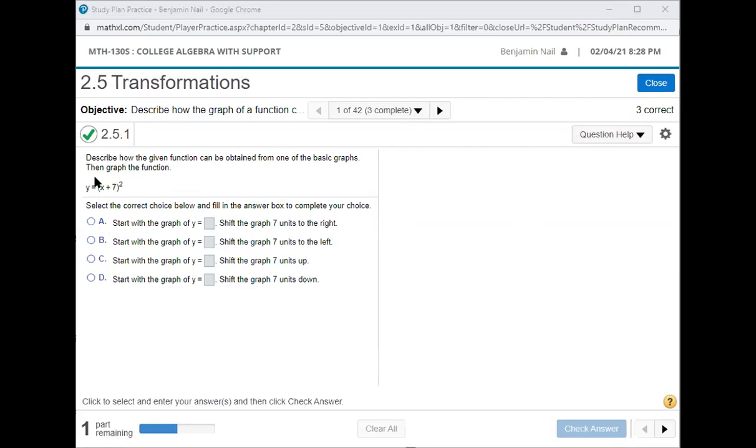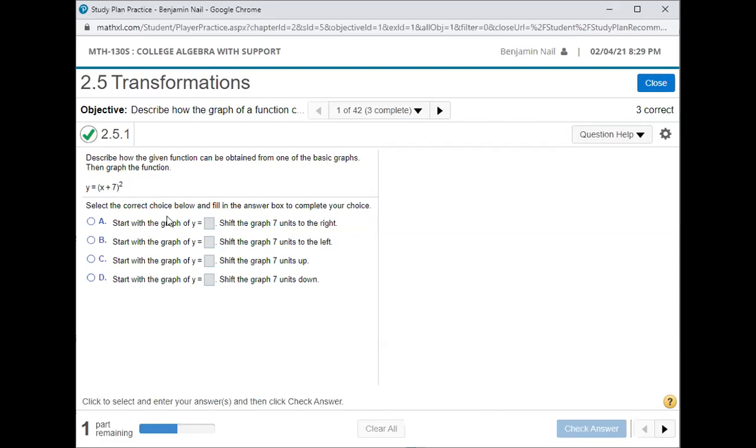So anyway, this is an x squared function. It's going to ask us two questions. First, it's going to ask us to describe what's happening. Then we are going to actually have to graph the function. So this is kind of like what your homework is going to look like. So this is saying, what is y = (x + 7) squared? So this is asking us, what are we doing?